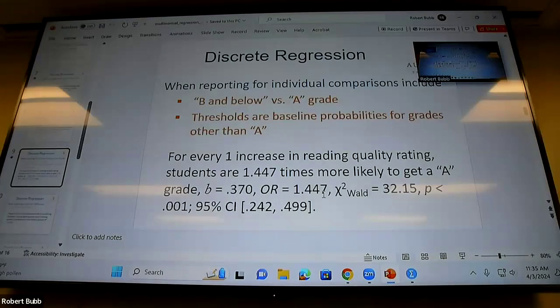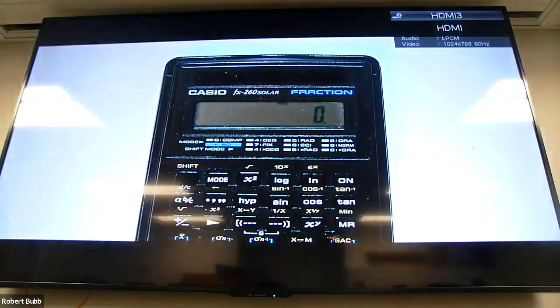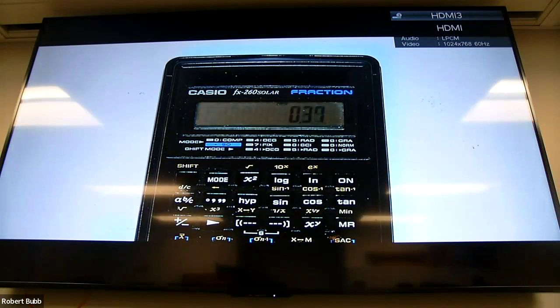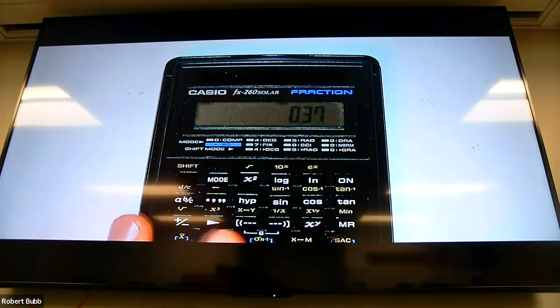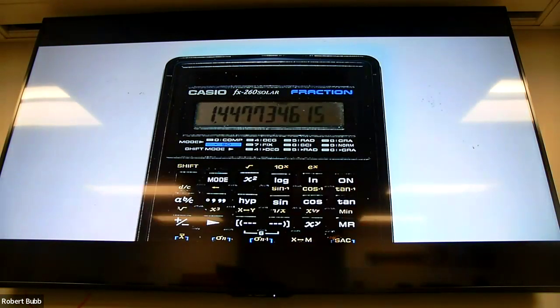Does it come from the calculation, right? Correct. Yes. So I'll show you again just really quick. You're just taking your coefficient estimate of 0.37 and raising it to that base e. Yeah, 1.47.